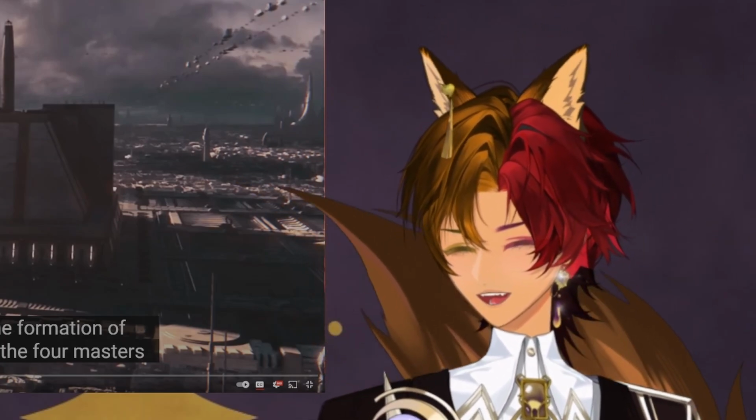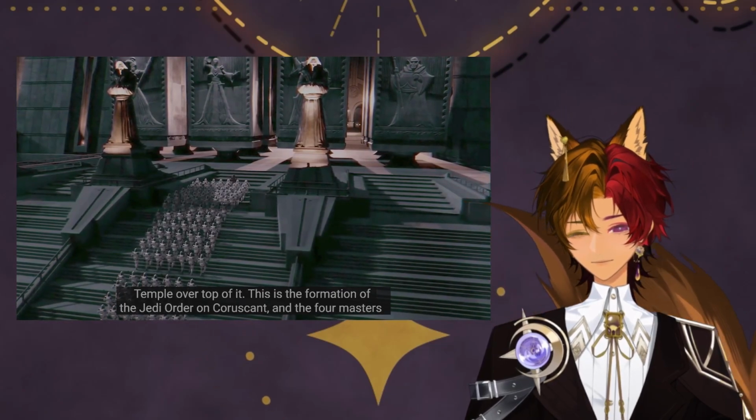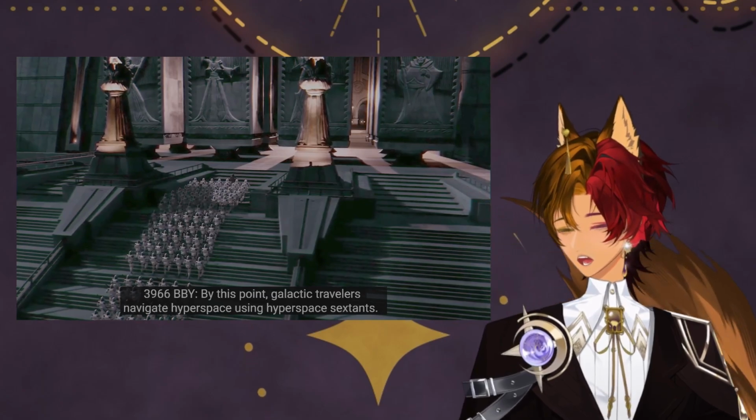I'm getting it. This is the formation of the Jedi Order on Coruscant and the 4 Masters who would later be venerated as statues protecting the temple's entrance, known as the 4 Founders.